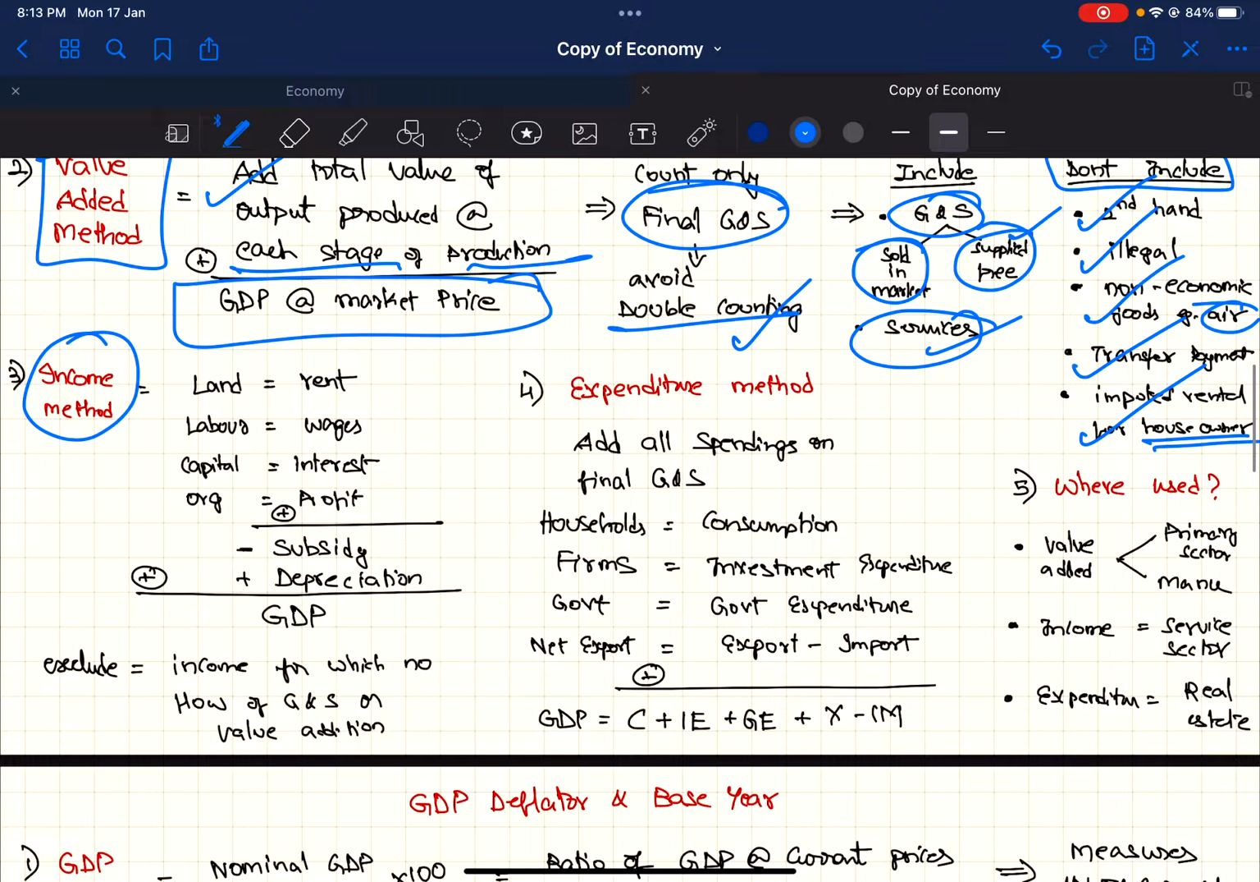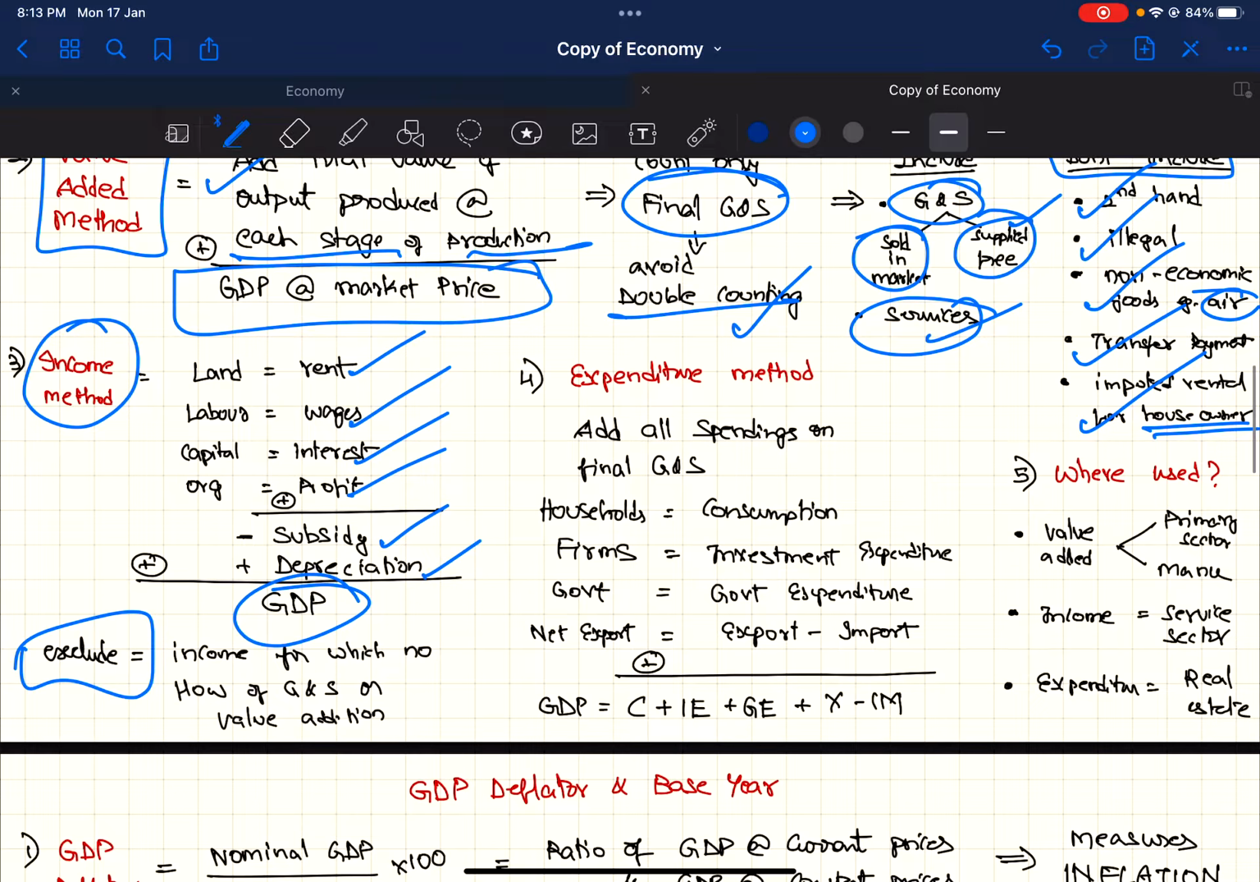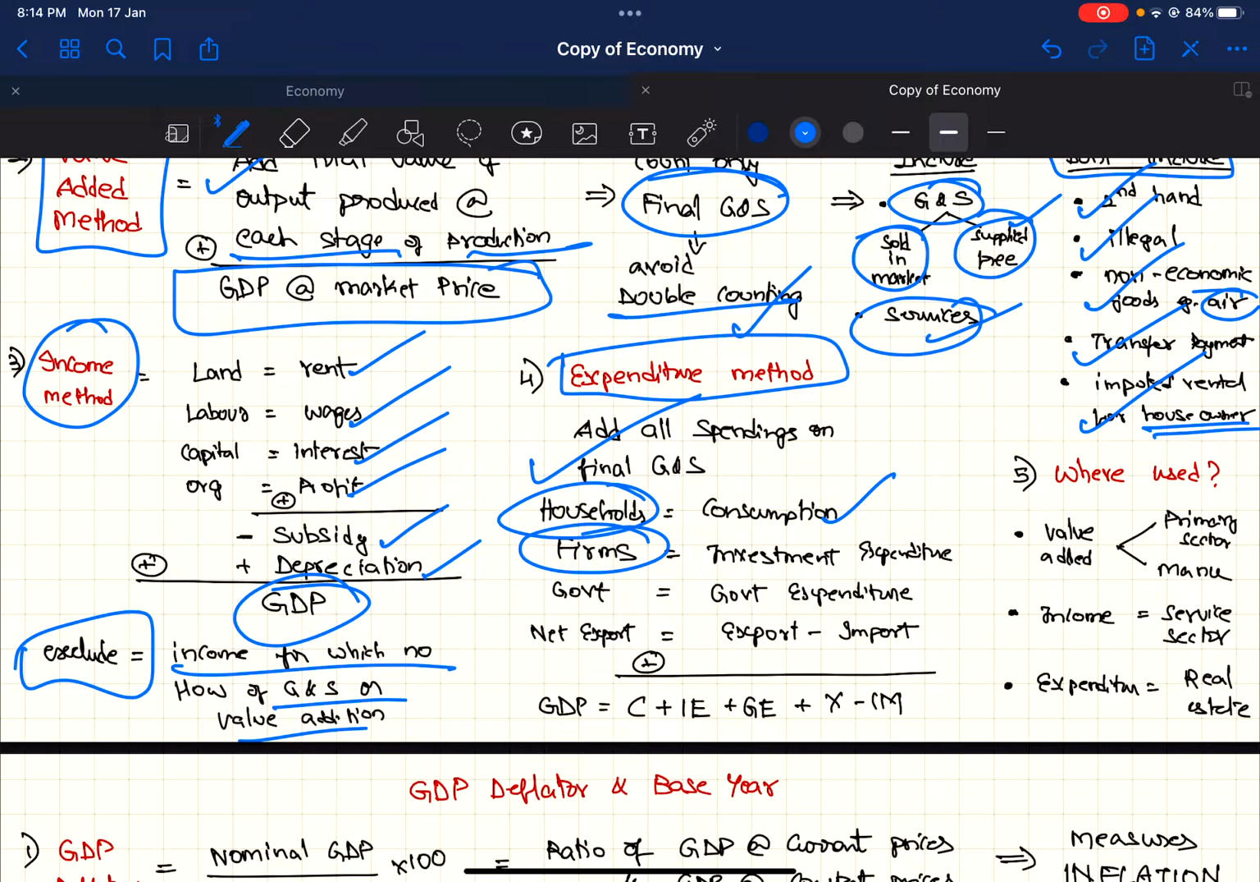And coming to the income method, the factories pay rent for the land, wages to the labor, interest on capital, and profit for the organization. You subtract subsidy and add depreciation, you get the GDP. From this we should include income of those for which no goods and services or value addition is there. And in the expenditure method, we should add all spendings on final goods and services. Therefore, households will consume, firms will do investment expenditure, government will do government expenditure, net exports is export minus import. Add all this, we get the GDP from this method.